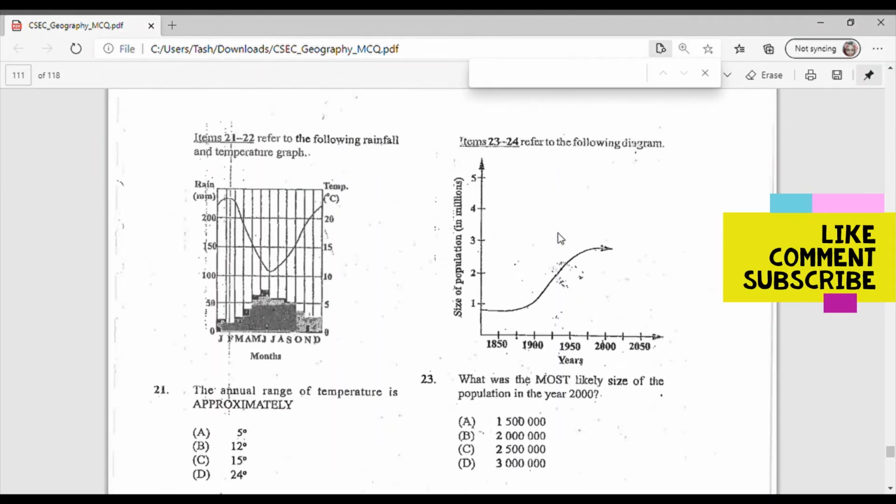Number 21, the annual range of temperature is approximately. Alright, for annual range of temperature, we are going to look for the highest and the lowest temperature, and then we're going to subtract. So our highest temperature is somewhere here, which looks like about 23 or 24, and the lowest would have been about 11. So based on that, 23 minus 11 would have given us 12. So for number 21, our answer would have been letter B, which is 12.